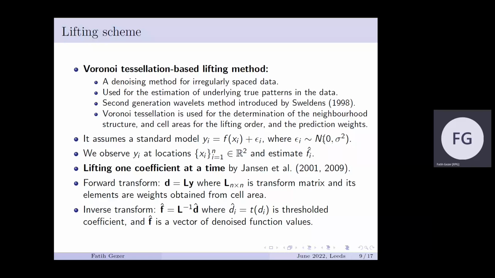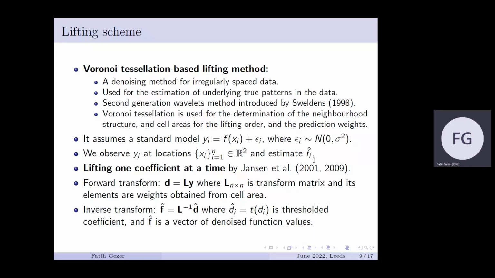And the lifting method assumes a model, y_i, that is the observed data, but the observed data has an underlying pattern that is the true f(x_i) values plus noise, which is Gaussian noise. And we observe y_i at the data locations, and we would like to estimate the underlying pattern, f hat i. And we use the method introduced by Jensen. It's called lifting one coefficient at a time.